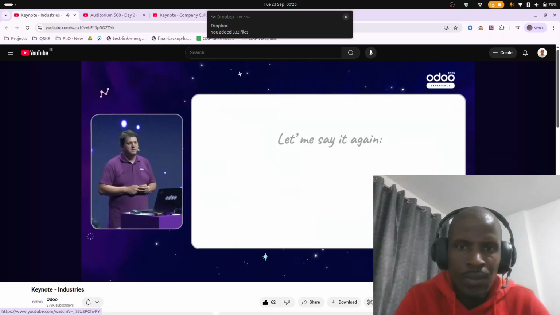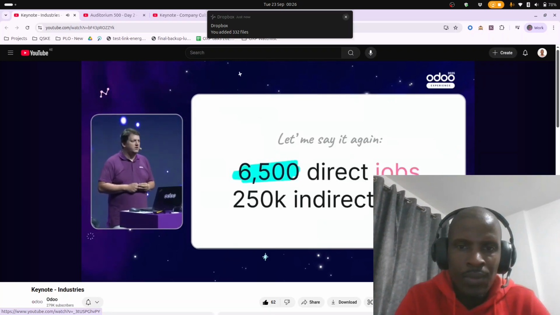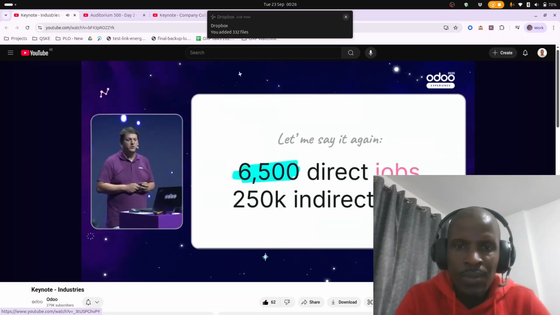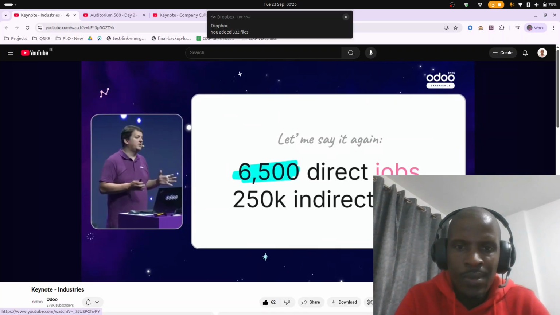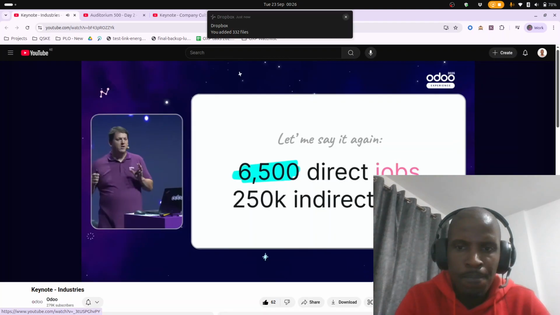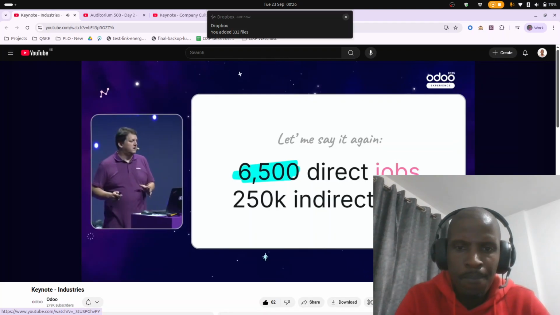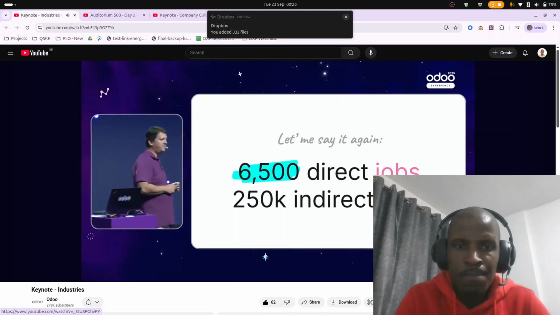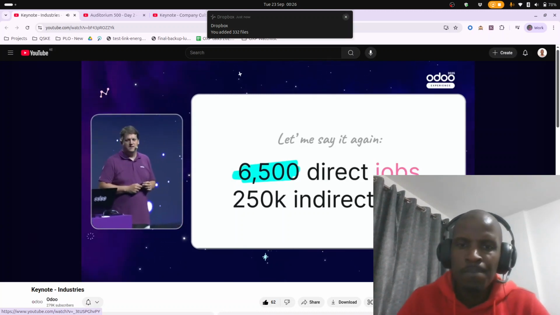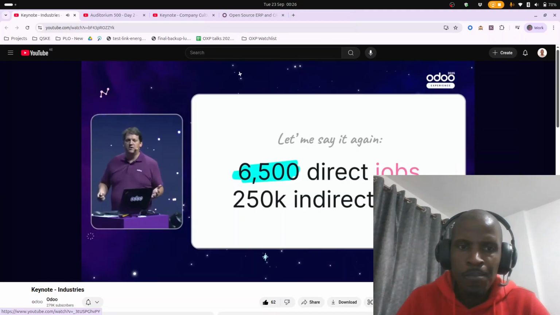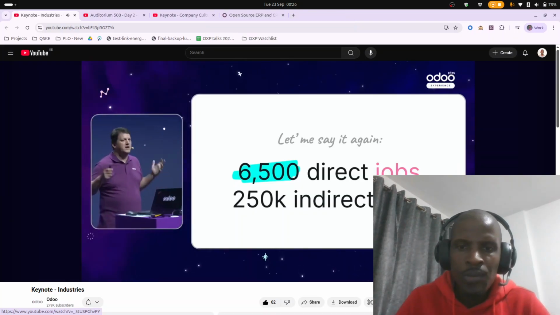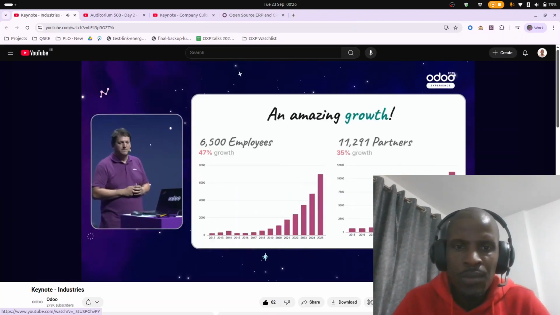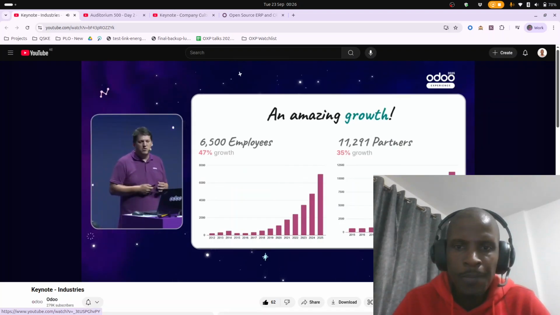Let me say it again. We have, together with the partner network and Odoo, created 6,500 direct jobs at Odoo and 250,000 jobs, people working for the partners. And it's only the beginning. Growing at 50% per year, it's going to grow and grow and grow. So it's really good. And this amazing growth has been translated into employees and also in the partner network.